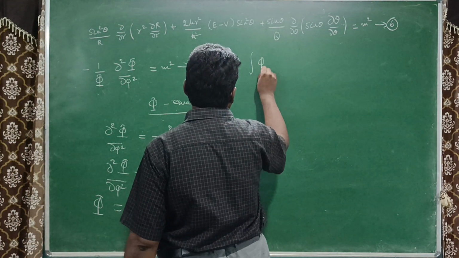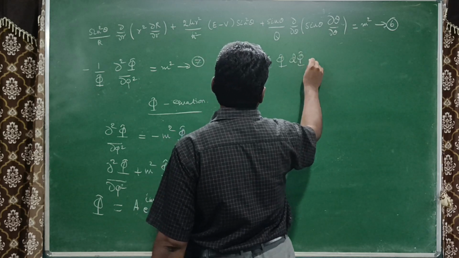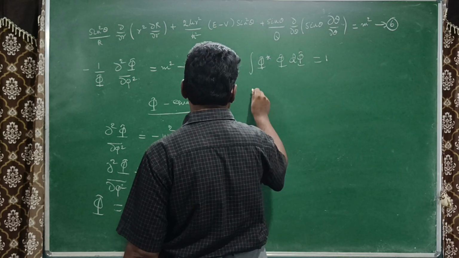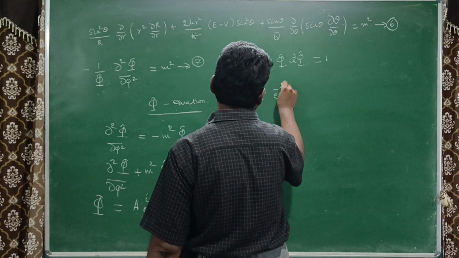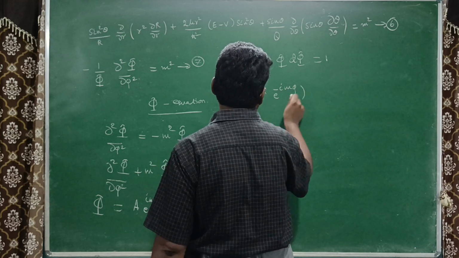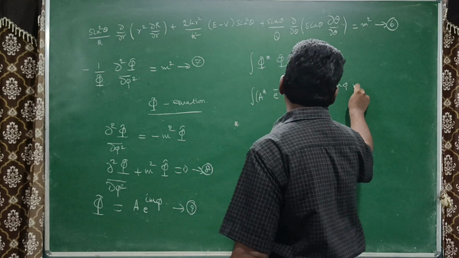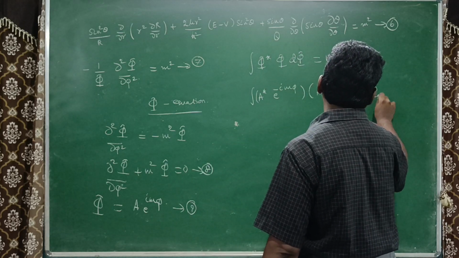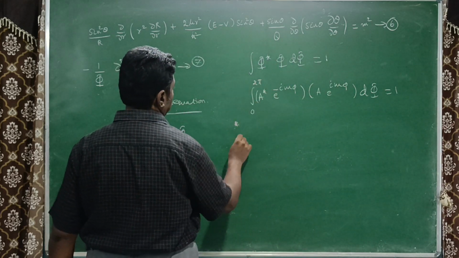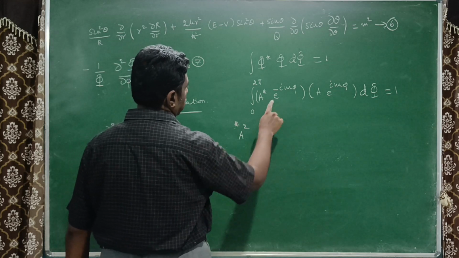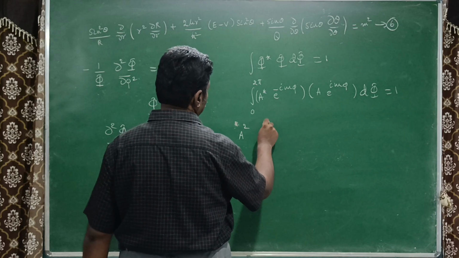Its value is found using our normalization condition, integral of phi star phi d phi is equal to 1. This phi star is A star e power minus i m phi, then phi is A e power i m phi. The entire thing is multiplied by d phi, equal to 1, with limits varying from 0 to 2 pi. A star A is A square. E power minus i m phi into e power plus i m phi is e power 0, that is 1.